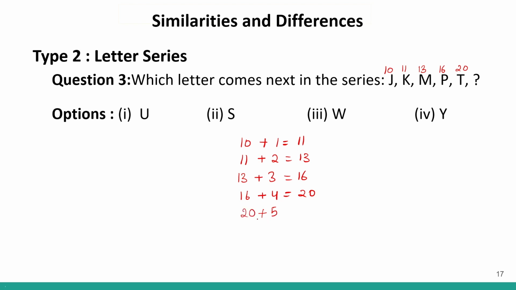So if from 20, I move 5 positions ahead, I'll get the 25th position. So 25th position clearly belongs to Y, which is option number 4. So the correct answer to this question will be option number 4, Y.